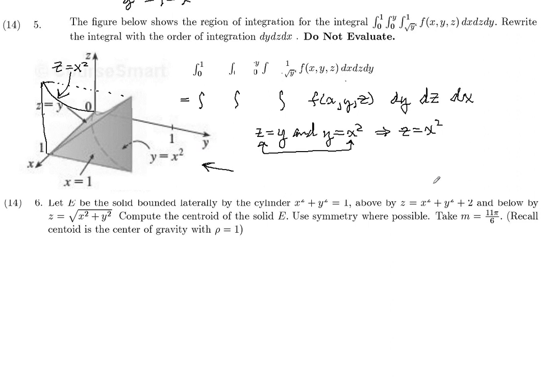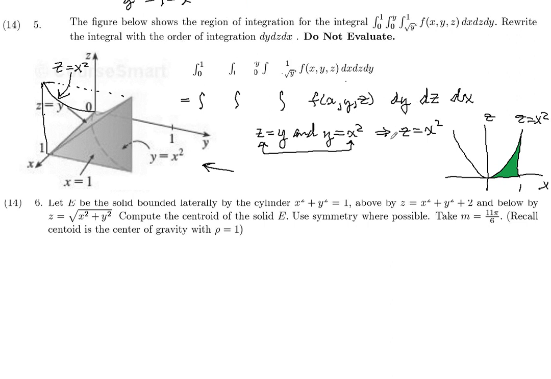So if we sketch the domain of integration now, z equals x squared looks like this. And then this is x equals 1. This is in the xz plane. And x equals 1 is right there. And so this is our domain of integration, right there, after the first integration is done.